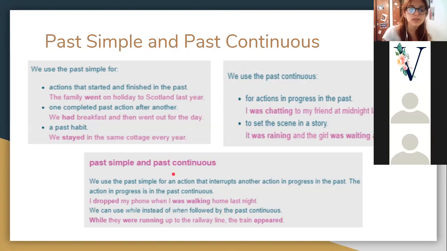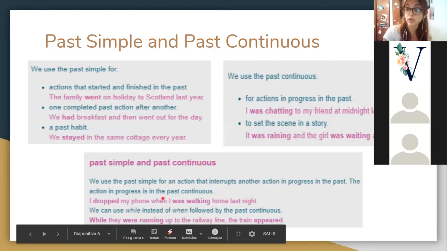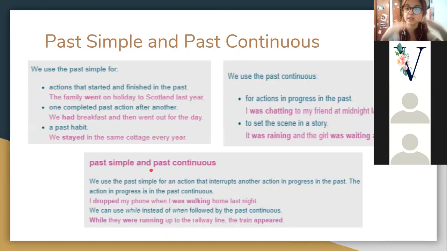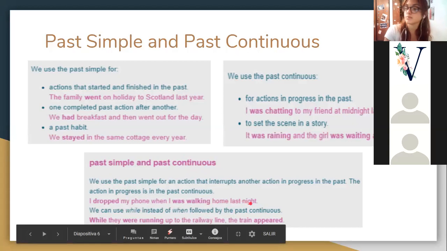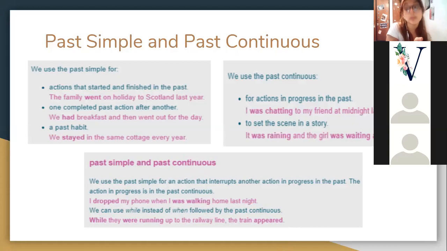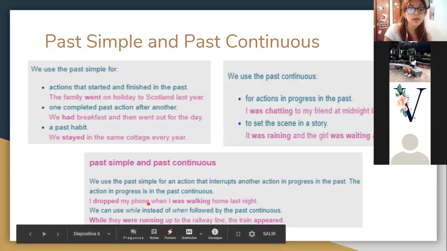Good. And now we have an extra bubble. That is when we combine the past simple and the past continuous. What happened? We have two actions: one that is in progress and one that interrupts the action in progress. So the action in progress we use what? Past continuous. For example, I was walking. And the action that interrupts is in past simple. I dropped my phone when I was walking.